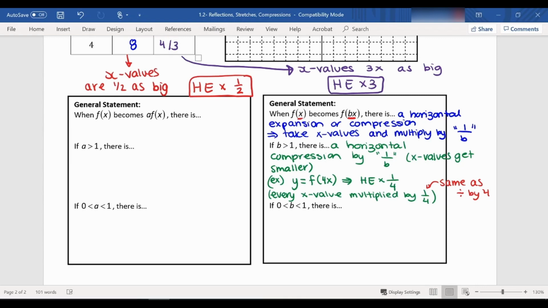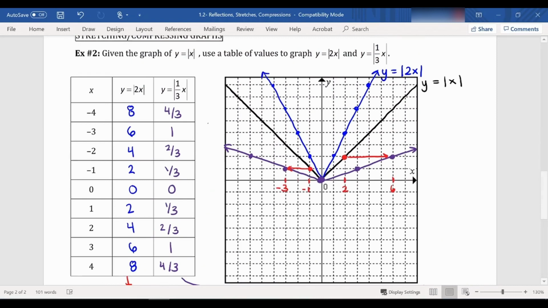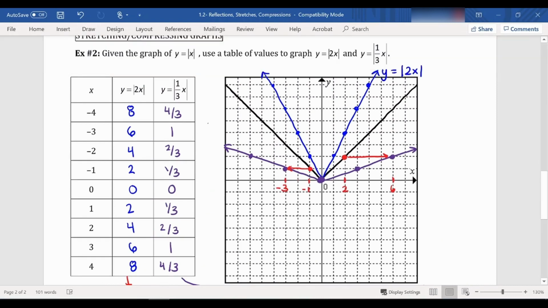So if I was given a graph, I might not have even been given a function. So I might not be able to make a table of values. So let's say I was given a graph. So I'm going to just scroll back up here for a minute.